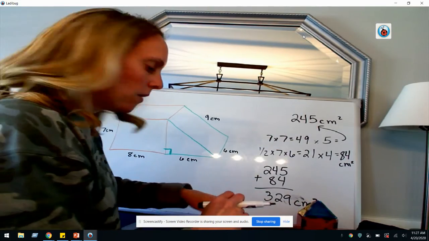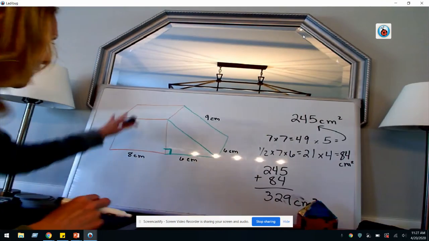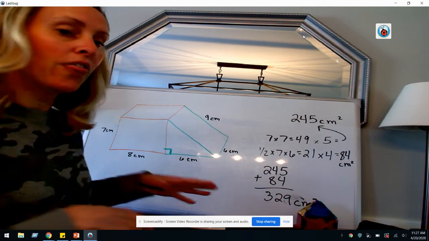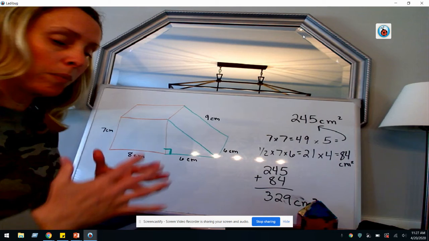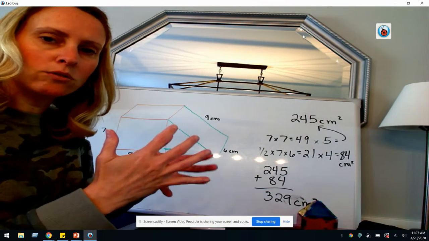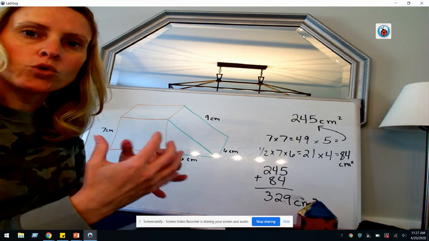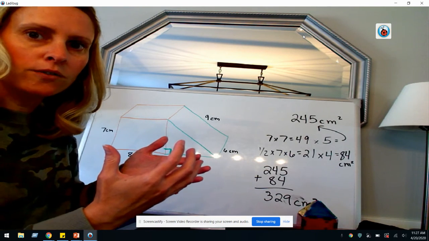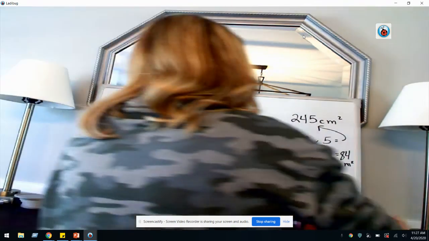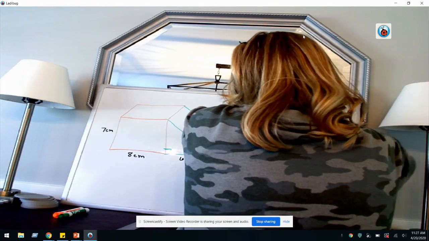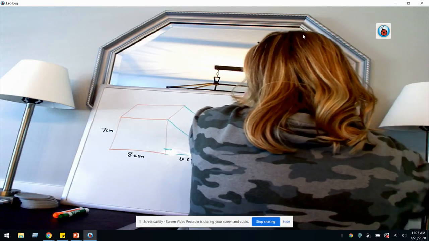Now that I did that one, I want us to look at this drawing I have here. If I was going to find the surface area, remember, surface area is like covering the outside. It's like taking a shape and wrapping it. How much wrapping paper would I need to cover all the sides? So if I was going to erase this.